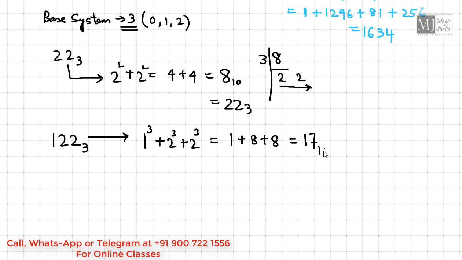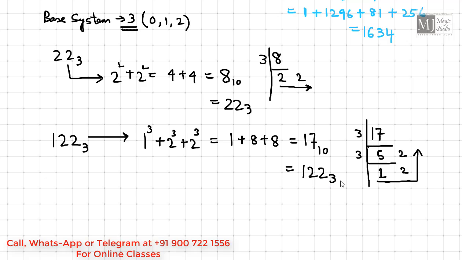But as said, this is in base system 10. Let us convert 17 into base system 3. 17 divided by 3 goes 5 times, remainder is 2. Now 5 when divided by 3 goes 1 time and the remainder is 2 again. So as we collect the remainders, we get 1, 2, 2. That means 17 in base system 10 can be written as 1, 2, 2 in base system 3.